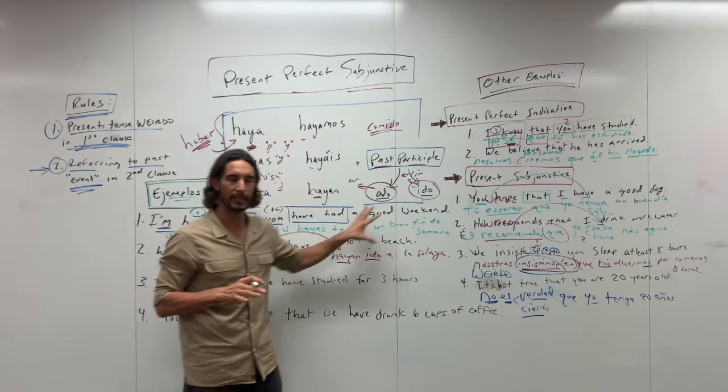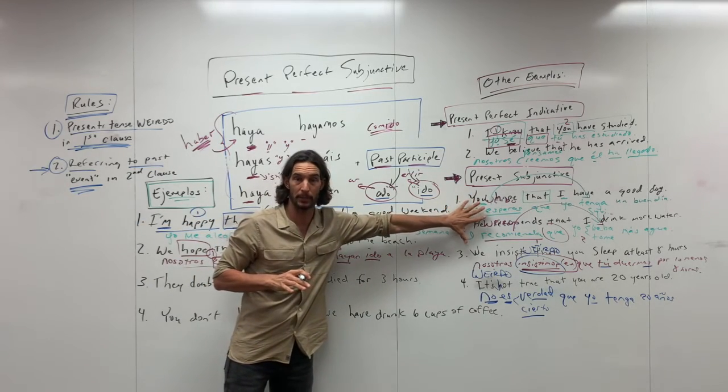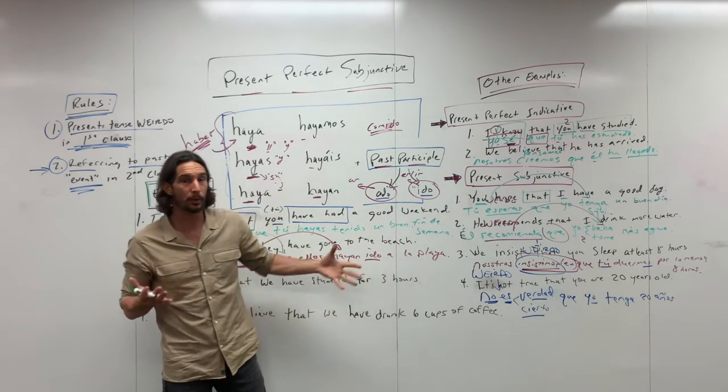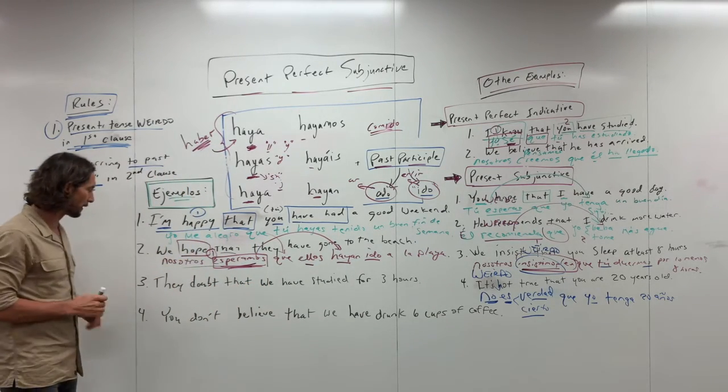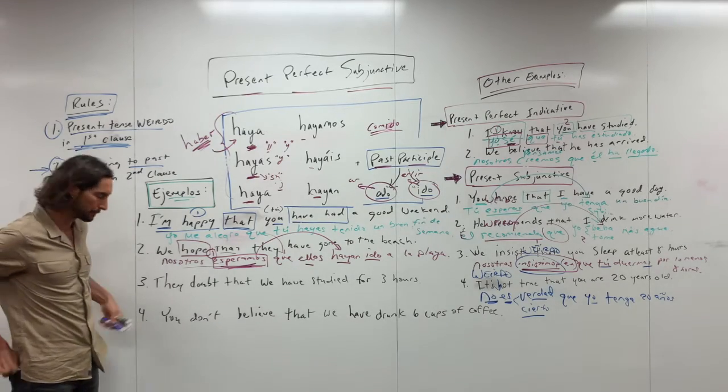And so hopefully you can see the difference between when you would use present subjunctive and when you would use present perfect subjunctive. So they have their specific moments. And so let's have a look at 3 and 4, right? And call it a day.